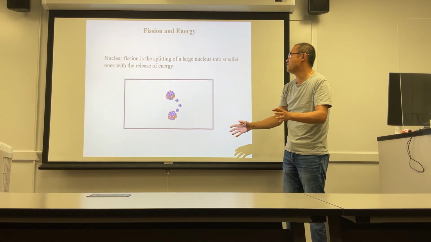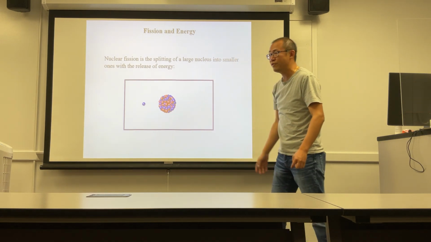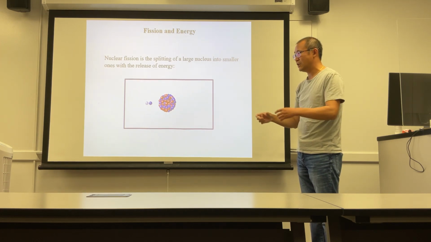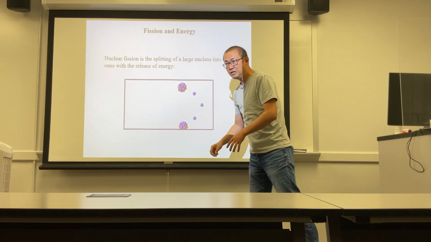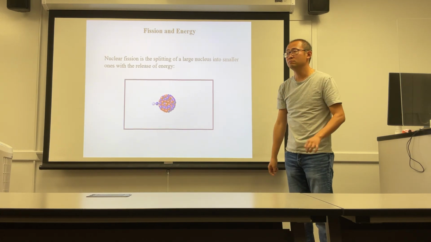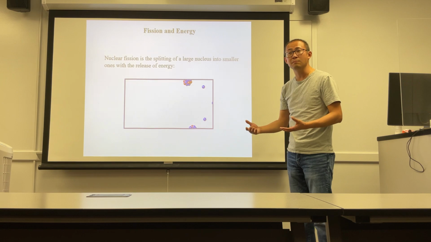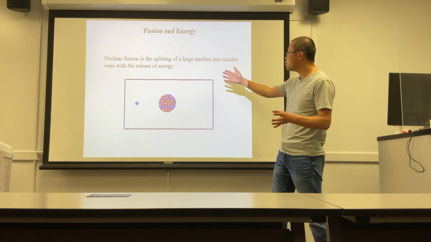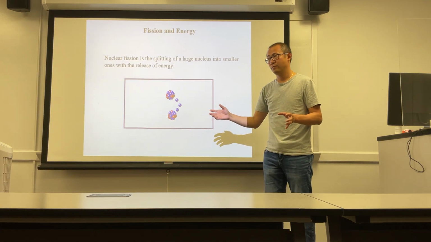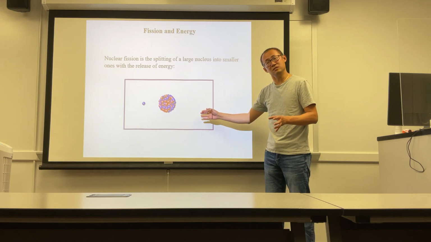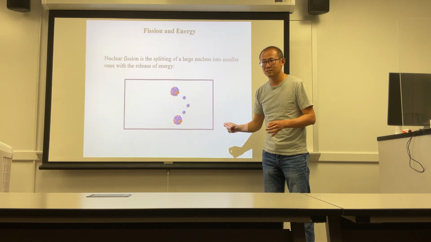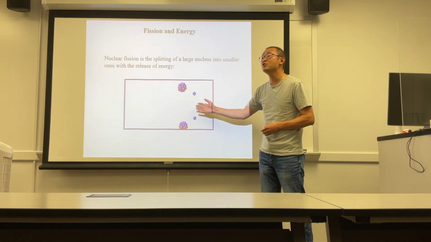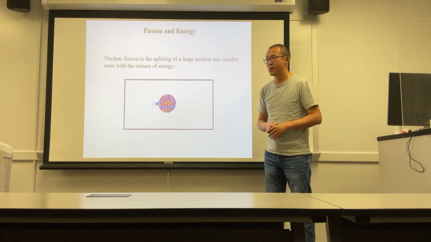The definition of nuclear fission is shown in this moving picture. It is when a large nucleus is hit by a small particle. Later on we will know the small particle is most likely a neutron. And then it will split into two relatively small ones. And this process will release a lot of energy. And the energy will be used to generate electricity.